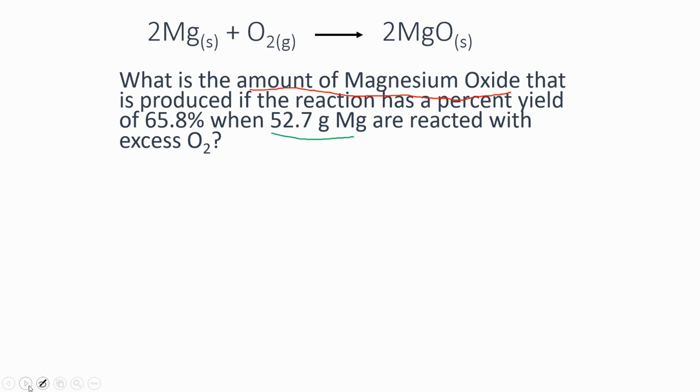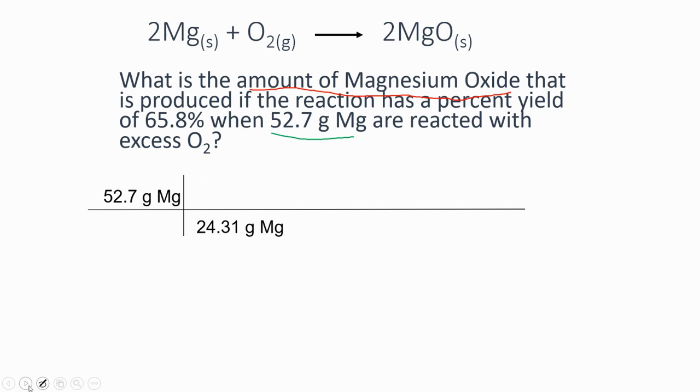Looking at our steps, the first step is to always balance the equation. Looks like that has been done for us. Then we have our given of 52.7 grams of magnesium. We need to convert those grams of magnesium into grams of magnesium oxide. So the first thing we want to do after balancing the equation is to convert our given to moles. The molar mass of magnesium is 24.31 grams, and that's equal to 1 mole.